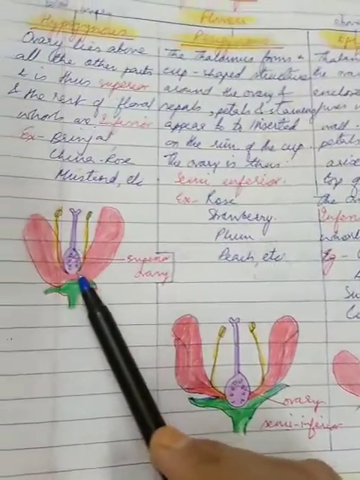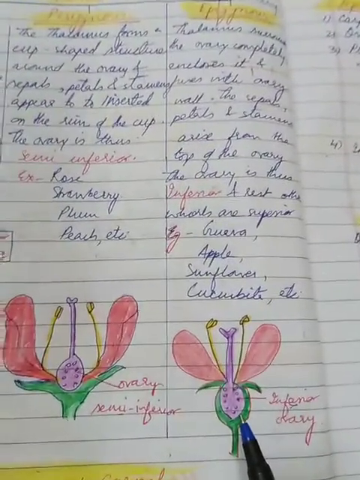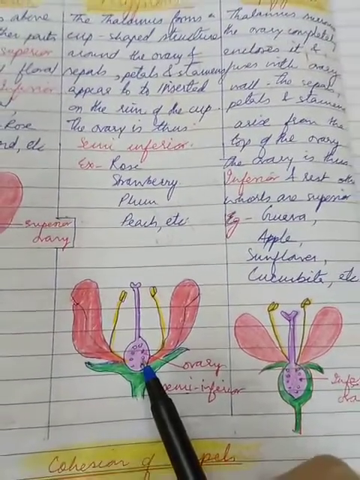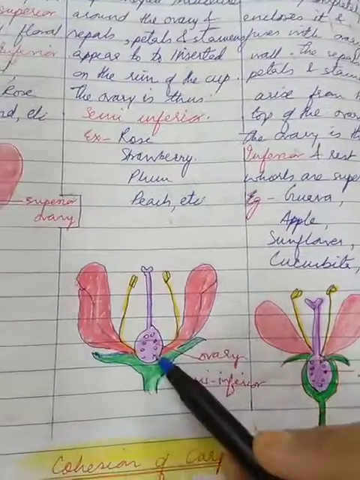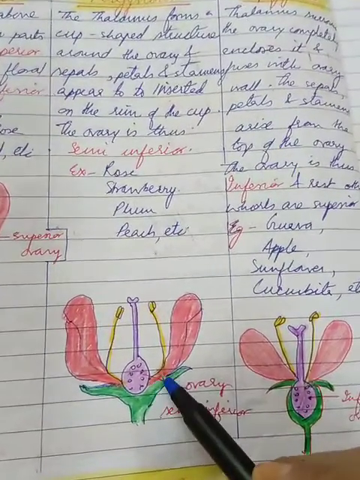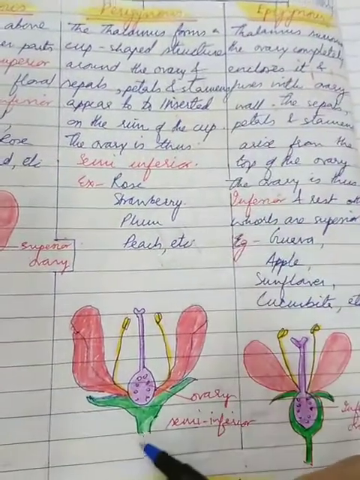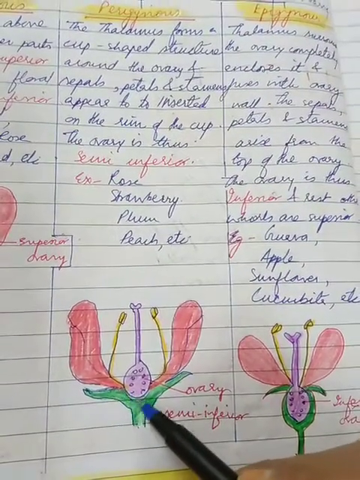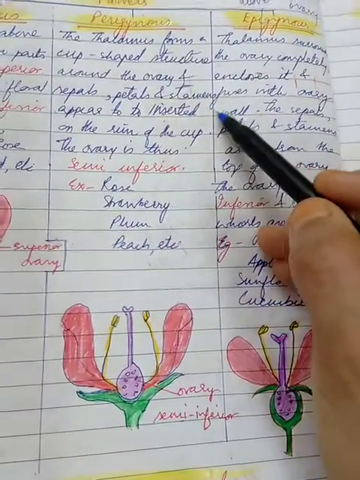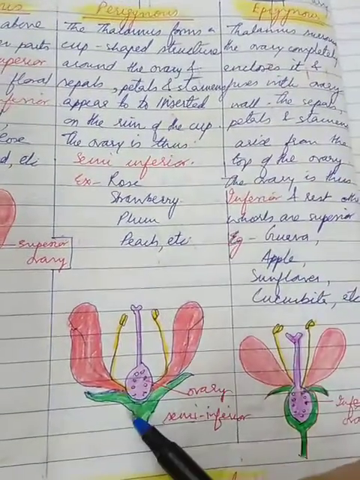Neither is the ovary completely superior nor completely inferior, but it is half, or semi-inferior. Why? See yourself, everything is attached in an intermediate position. So we can say that the thalamus forms a cup-shaped structure around the ovary, and sepals, petals and stamens appear to be inserted on the rim of the cup, that is, on the edge of the cup.